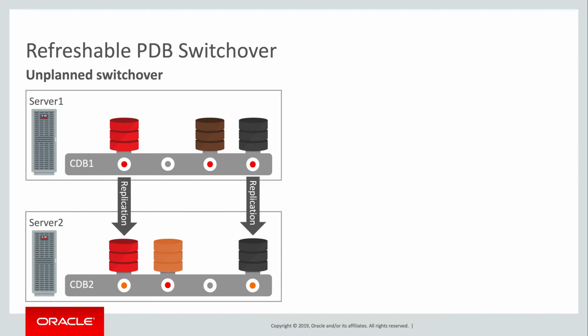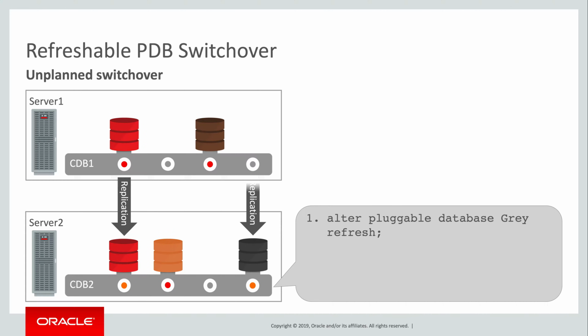In situations where the primary PDB fails for some reason, we can switch over to the replica and resume operations there. We refer to this as an unplanned switchover. The 3 steps to perform the role transition from replica to new primary are as follows. Perform 1 more refresh of the replica.